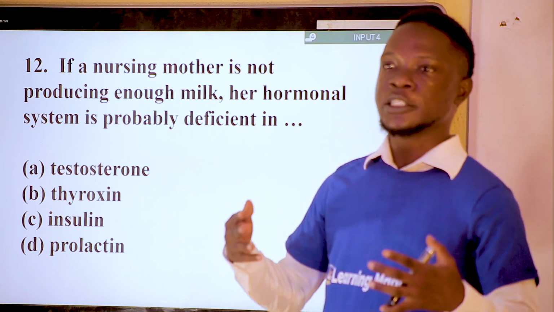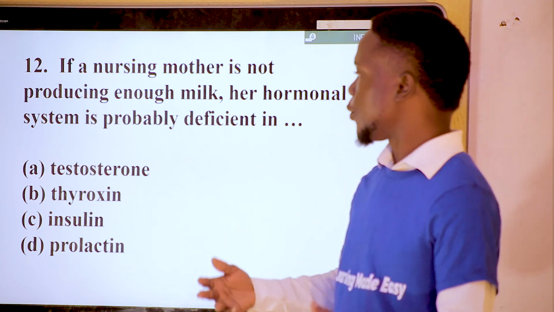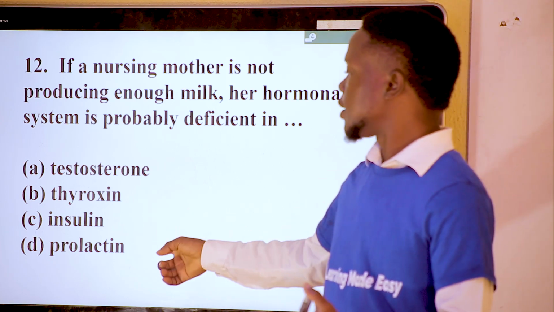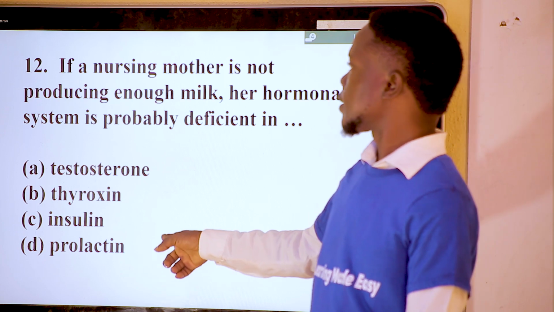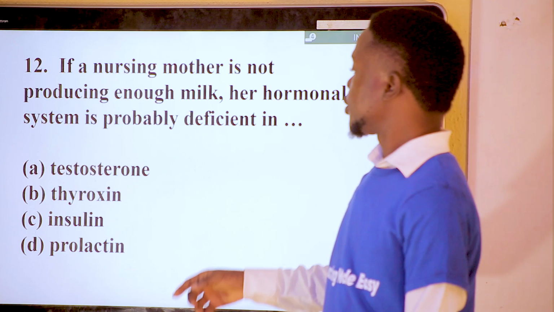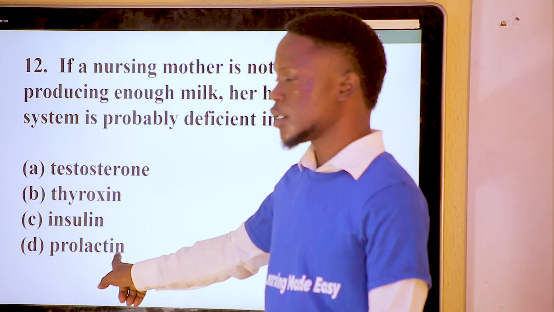Thyroxine, both men and women produce thyroxine. Insulin is a hormone, and prolactin is peculiar in this case. It is important for producing enough milk. So the answer to this question is prolactin.